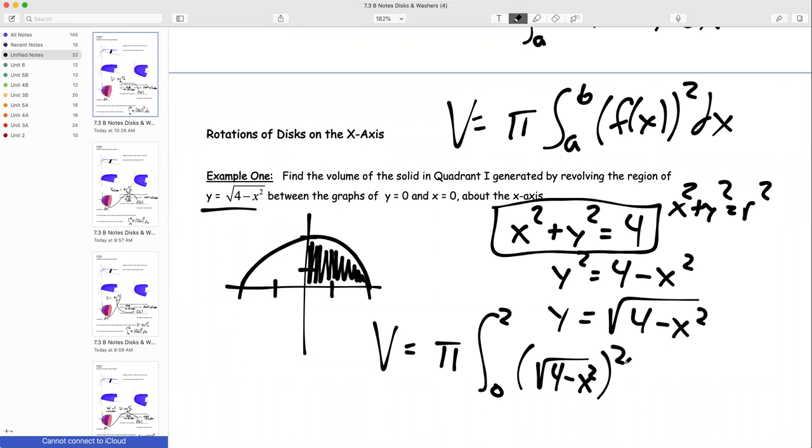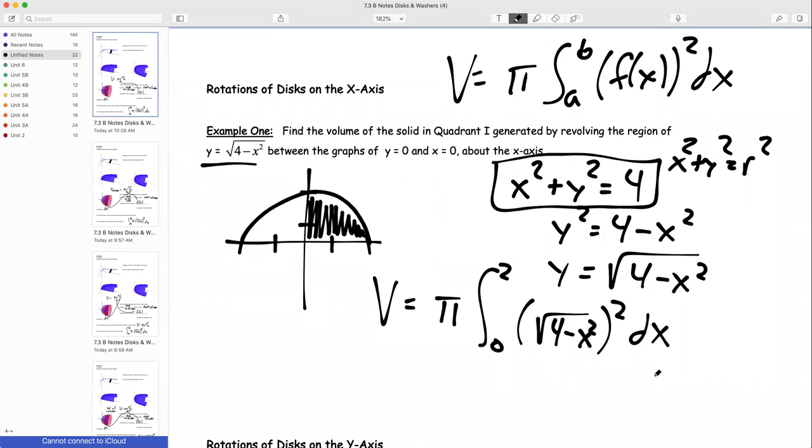Then I square it. We always square it because this is the radius, pi times the radius squared. And then the dx gives me the height of the infinite number of rectangles, in this case from 0 to 2. And I guess this probably should be non-calculator because I can simplify this to just 4 minus x squared. The square root and the square cancel each other. But I guess I'll let you use your calculator.